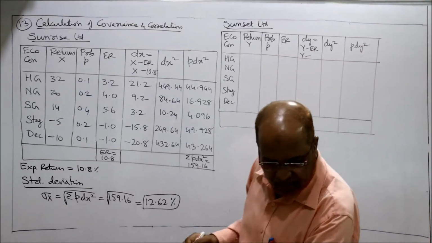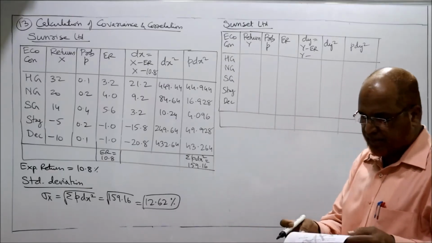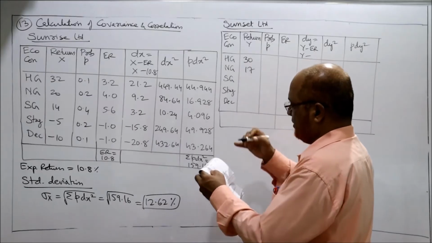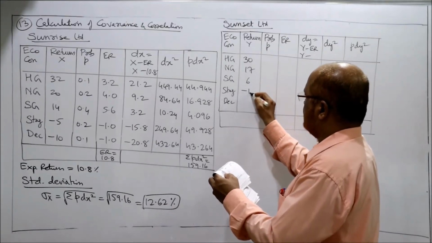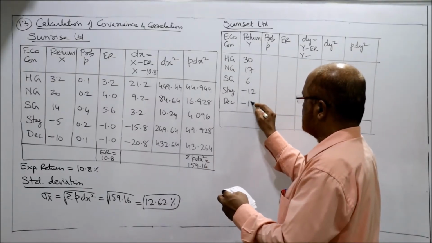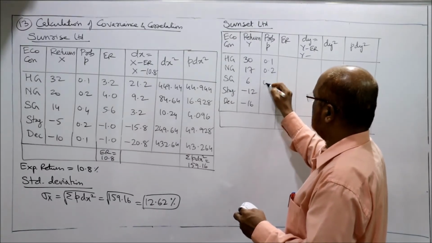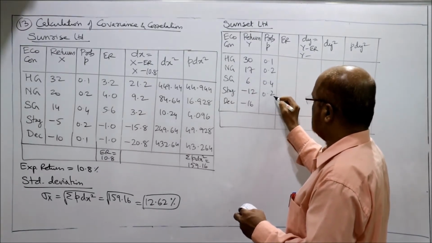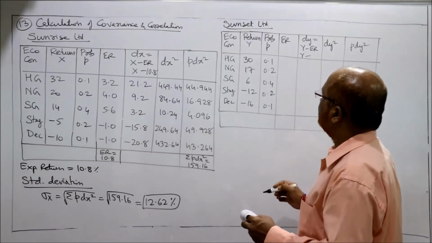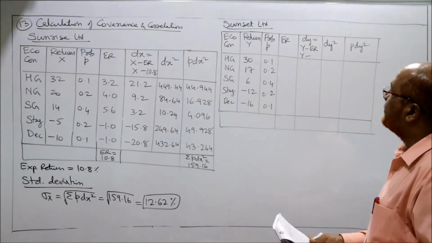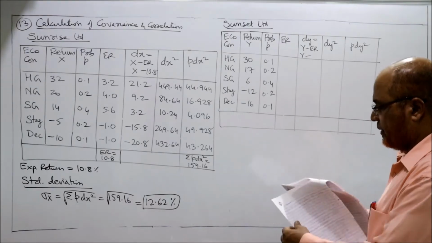Now, returns are given for Sunset Company: 30, 17, 6, minus 12, minus 16. Probabilities are given: 0.1, 0.2, 0.4, 0.2, 0.1. Right? Now, expected return. We are multiplying the return with the probability.